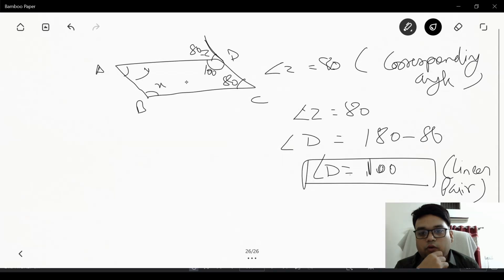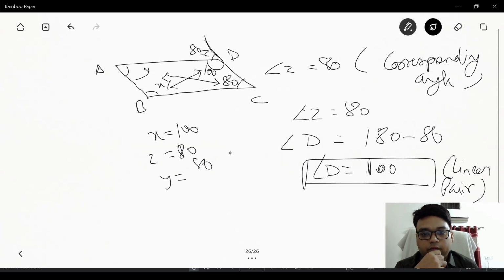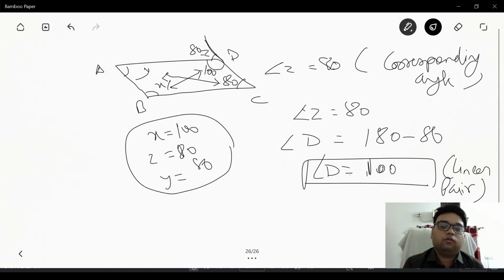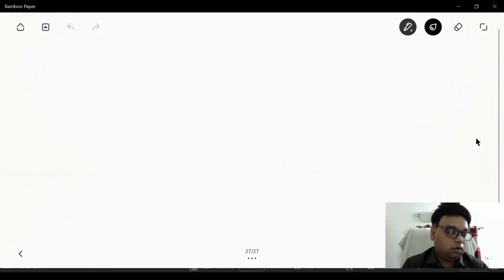So if this one is equal to 100 degrees, then by the property that opposite angles are equal in a parallelogram, angle X is equal to 100 degrees and angle Y will be equal to 80 degrees. So X is 100, Z is 80, Y is 80. This will be your answer. Now moving forward, question number 5 will be your homework. Solve it.